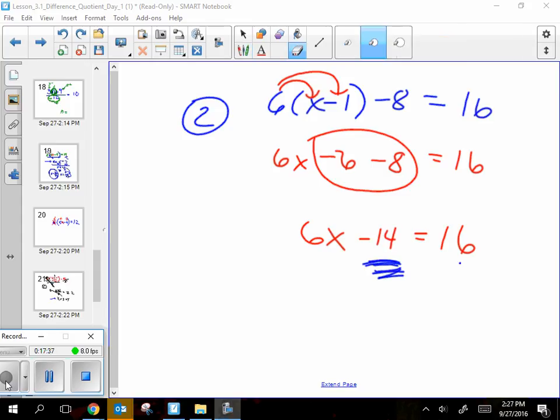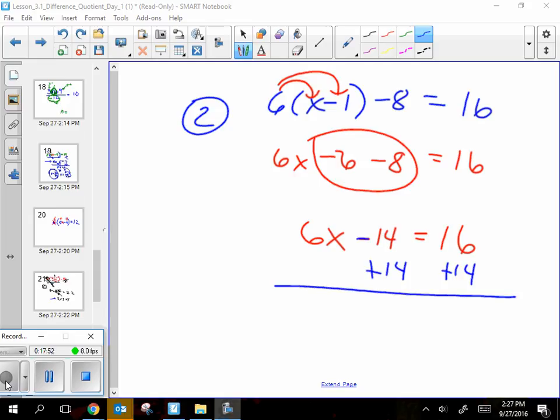All right, so how do I get rid of the negative 14? Nope, because it's minus. It's minus 14, so there you go. Add it.